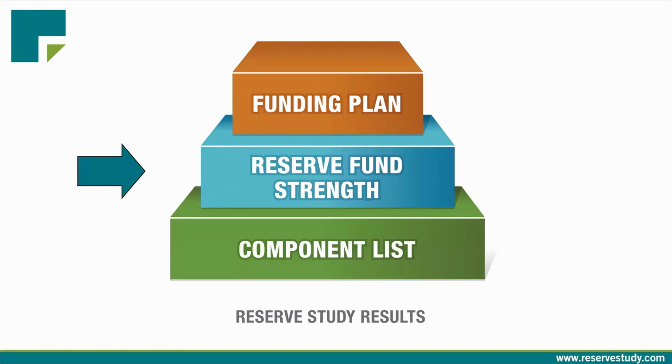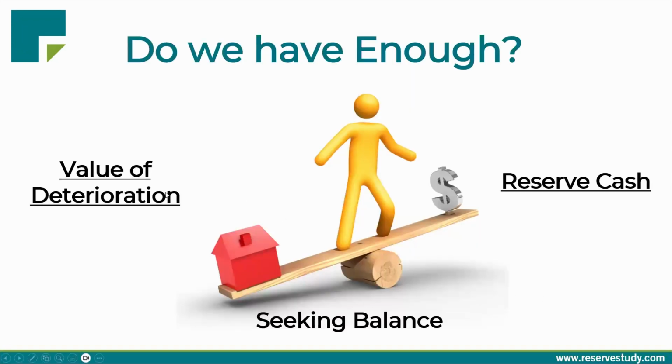You can look at the reserve balance by looking at the balance sheet. Find out how much money you have in account number 1, account number 2, account number 3, you add them all up, and you have $300,000 in reserves, or $100,000, or $3 million in reserves, whatever the number is at your association. We're going to calculate if you have enough. We do that by balancing the value of deterioration at your association to the reserve cash at your association. There should be a balance. We're trying to make sure that your association is on track.